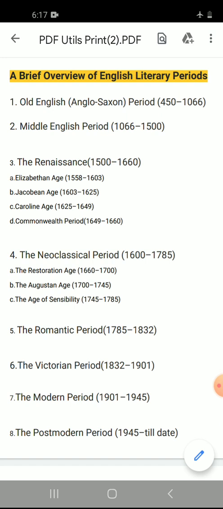Now the next period is the Neoclassical period, and that is from 1660 to 1785. The Neoclassical period is also subdivided into three ages: the Restoration Age, the Augustan Age, and the Age of Sensibility. The Restoration period sees some response to the Puritanical age, especially in the theatre. Restoration comedies of manner developed during this time under the talent of playwrights like William Congreve and John Dryden. Other notable writers of the age include Aphra Behn, John Bunyan, and John Locke.